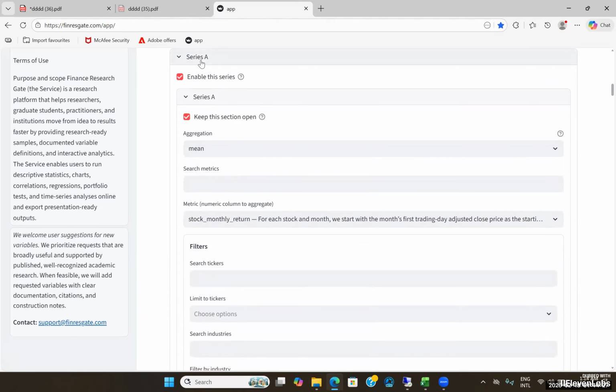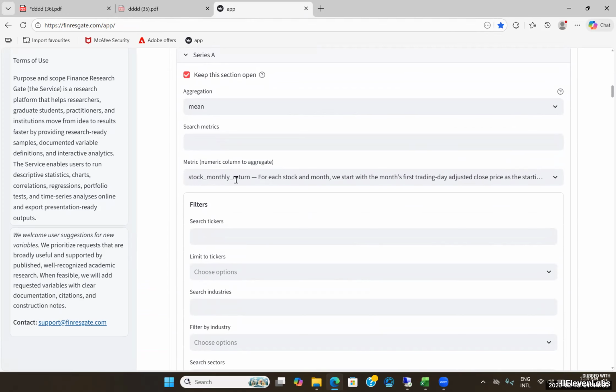Our next step is to proceed with Series A. It is within Series A that we will establish the benchmark portfolio. Therefore, we should enable and ensure this section remains open. First, we need to carefully choose the appropriate metric, which serves as our primary input variable. In the specific example we've been considering, our focus was on evaluating performance, specifically as it's measured by the financial return. Consequently, for this analysis, we will proceed to select the monthly return as our key indicator.